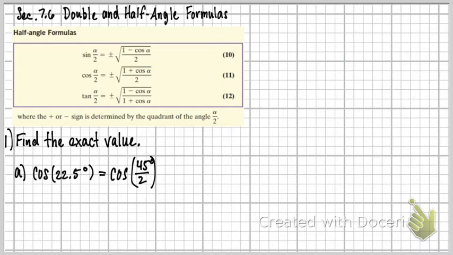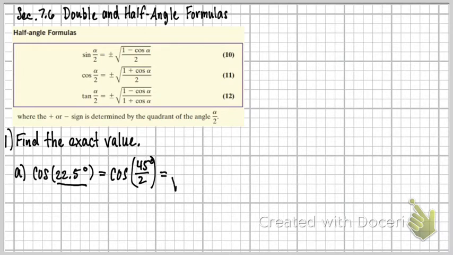So this is kind of how I write it out, and then I'm looking at this second one here. This is the one I'm actually going to use. The first thing to realize is, is this going to be positive or negative? Now 22.5 degrees is actually in the first quadrant. If I think about All Students Take Calc, that means it's going to be in the first quadrant, and I know cosine is positive there because they're all positive there. So that tells me I'm going to deal with a positive sign instead of the negative.